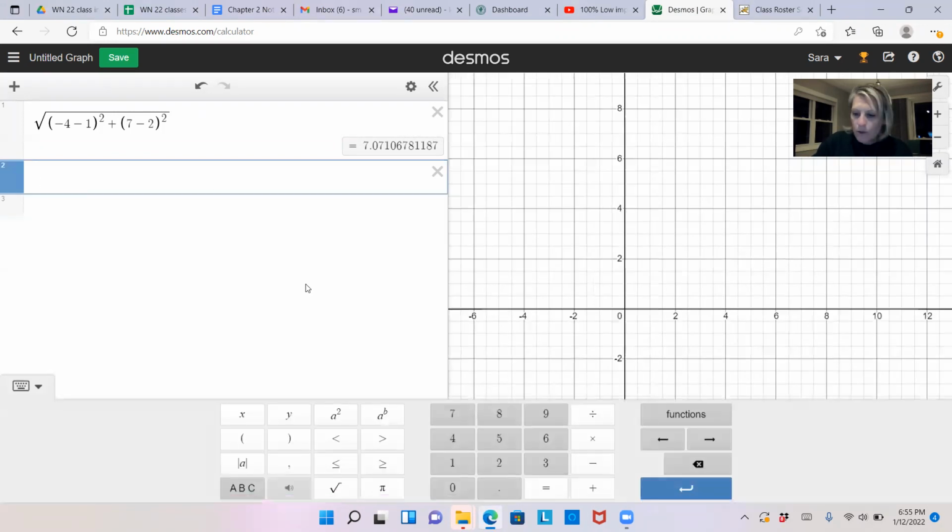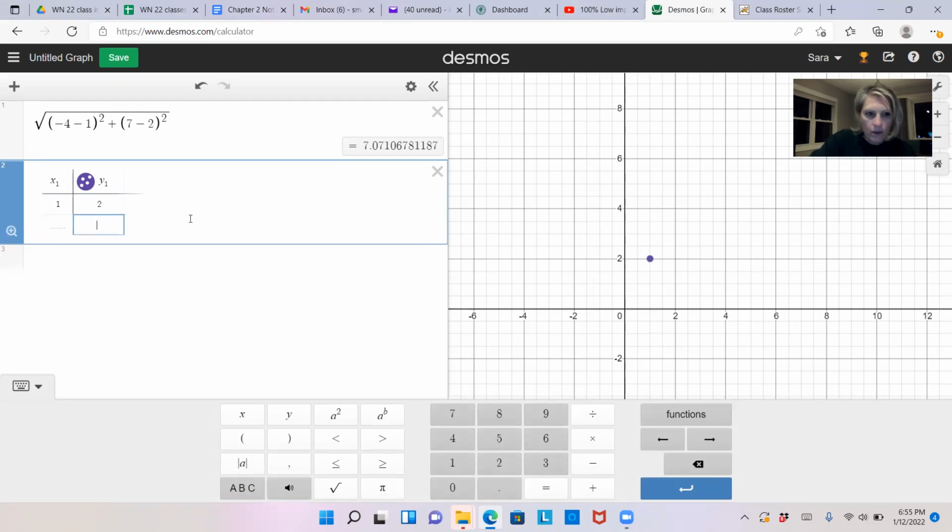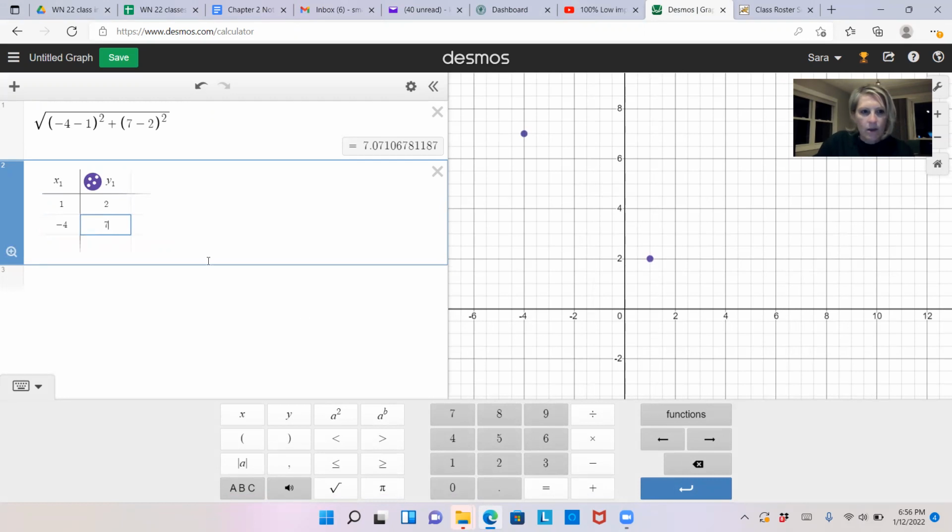And I'm going to plot those 2 points so that you can see them plotted. I'm going to make a table so you can see them here. So they are the points 1 and 2, and then the point -4 and 7. So here are the 2 points in my coordinate graph, and this is the distance between them.